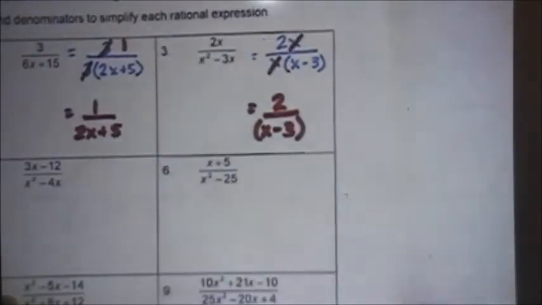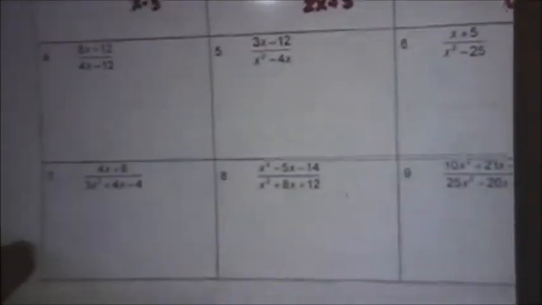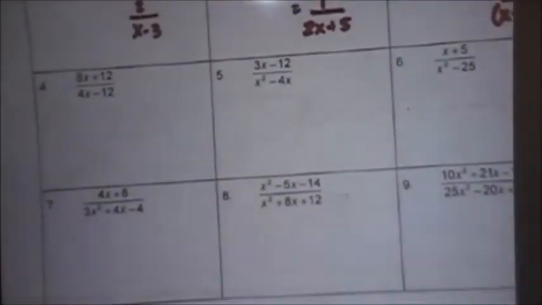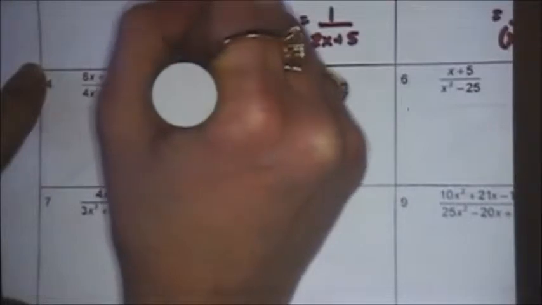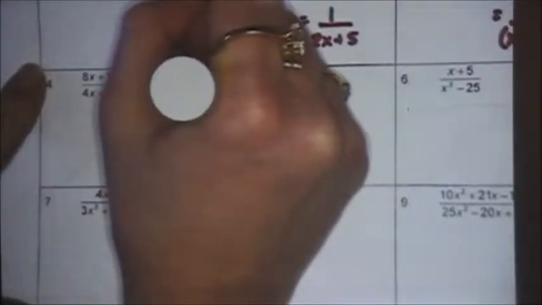Which you don't have to put those parentheses. The fraction bar groups it, but the parentheses aren't incorrect. You put them or you don't. It doesn't matter. On number 4, both the top and the bottom have a GCF of 4. So on top, I'm going to factor out a 4, and that would leave me 2x plus 3.